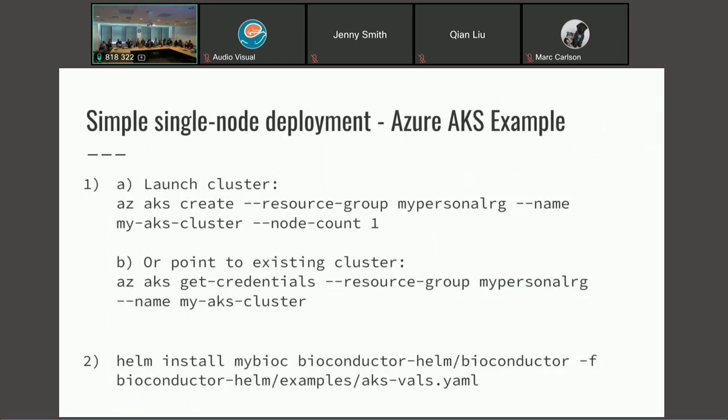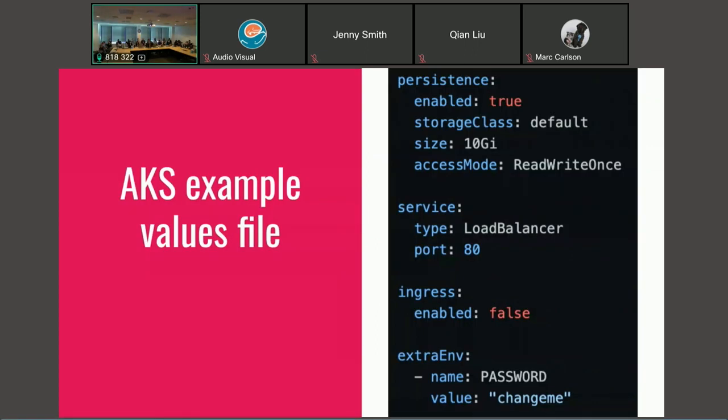As a very quick example, and you can see it for all the clouds in the GitHub repo, this is the example for AKS on how easy it is to deploy it. You just launch the cluster with az aks create, or if you already have a cluster, you just use the get-credentials command to point the kube configuration to that, and then you just say helm install bioconductor helm. There is an examples folder in the repository that has example working values for each cloud. And just to actually show what that is, it's not complicated at all.